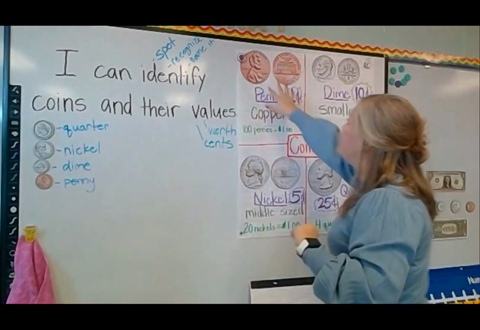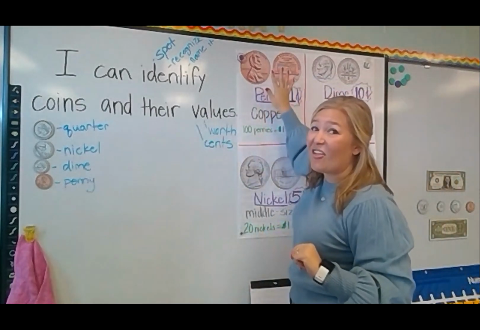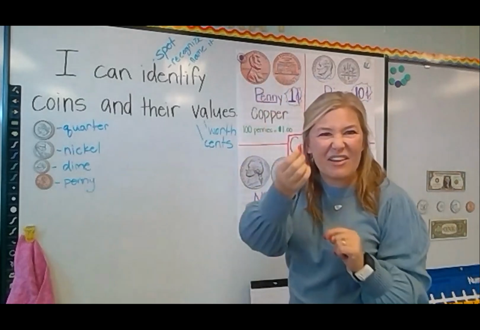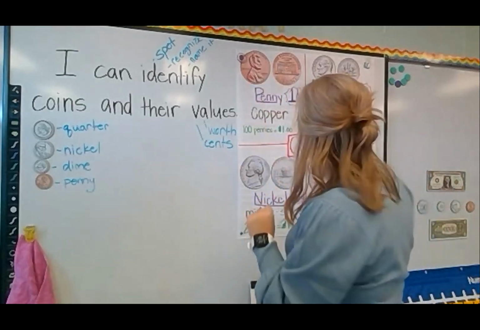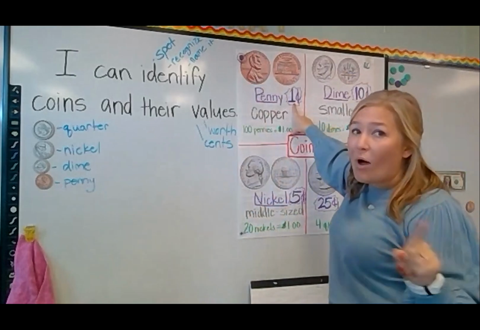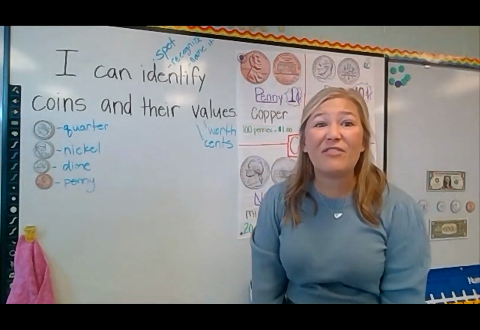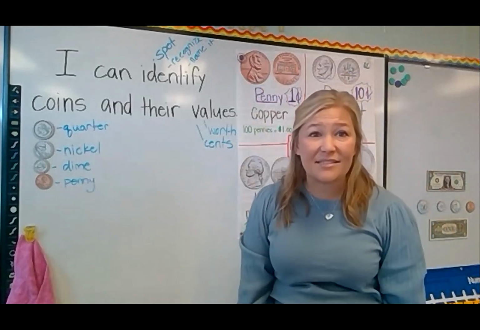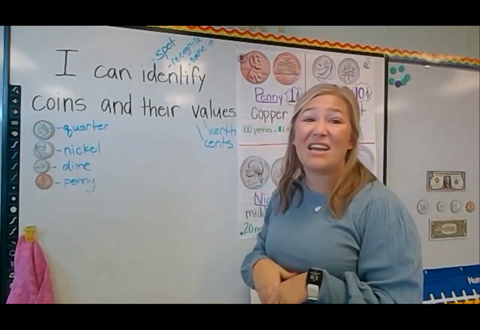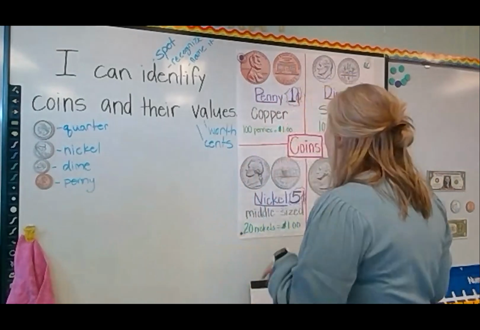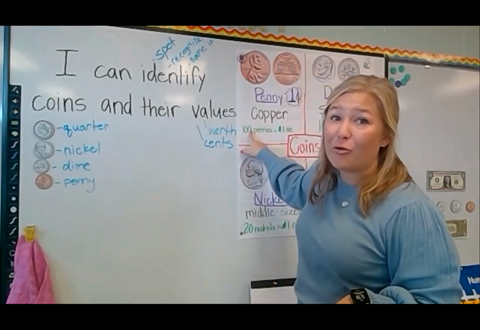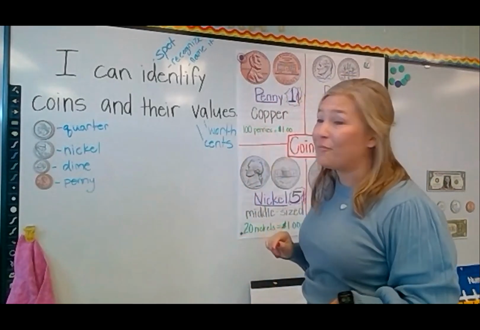So our pennies are the only thing that's a different color, and they're made of copper, so that's why they kind of have that brown orangey color. Pennies are only worth 1 cent. And if you wanted $1 in pennies, you'd have to have 100 pennies. That is a lot of pennies and takes up a ton of space. So most people aren't probably carrying around 100 pennies to be able to use $1.